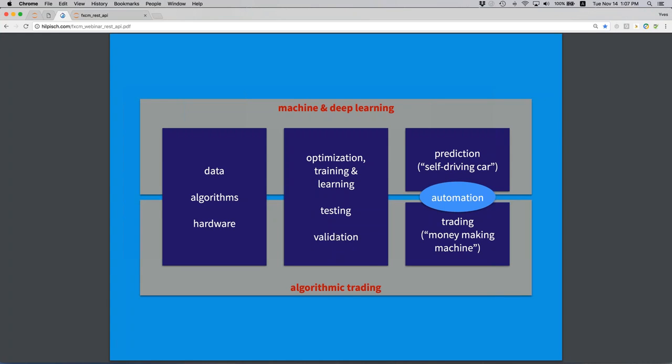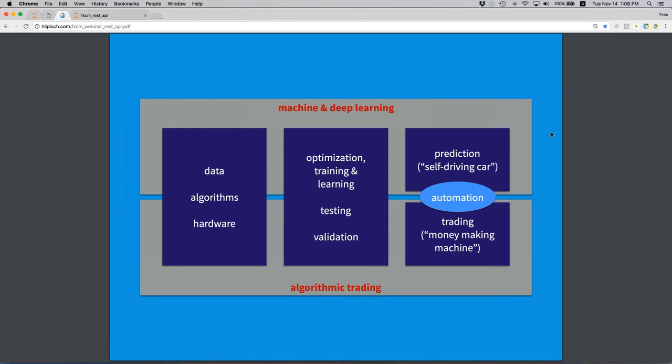Algorithms could be replaced by software. I mean, in the end, it's software that is kind of the technical representation of a certain algorithm. But I like to put it here as algorithm because we are talking about algorithmic trading. Then in the middle part, you have something like optimization, training, learning, testing, validation. The goals might differ to some extent. So let's say in the machine and deep learning area, they might be interested in building a self-driving car. In algorithmic trading, it is different, but not too different, in the sense that we can make use of everything that is happening in the other areas.